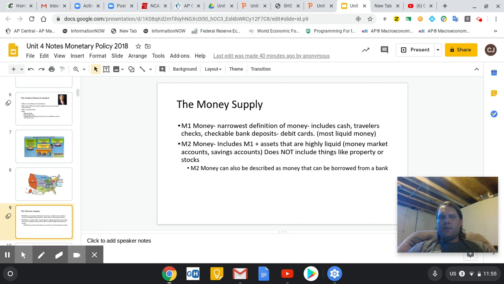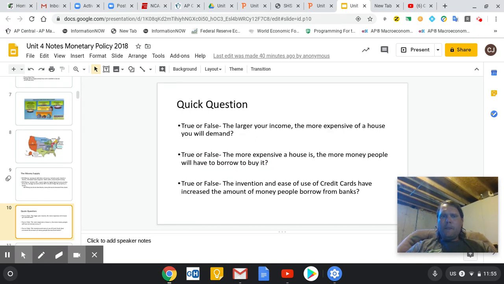I don't know if you need to know the specifics of all that stuff, but M2 money is what we're talking about when we say, okay, what can banks loan out? What is available to consumers? What is available to businesses to borrow? All right. Take a quick look here. Try to answer these questions. Pause if you need to.